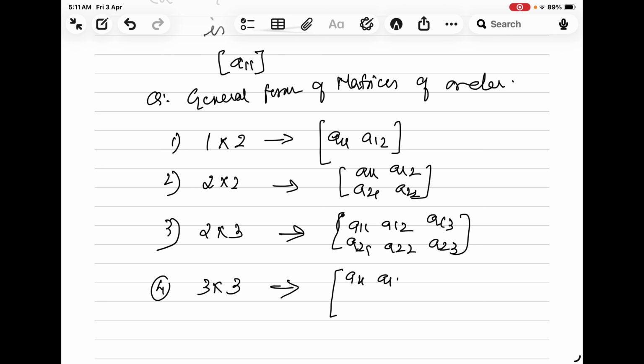a11, a12, a13, a21, a22, a23, a31, a32, a33.